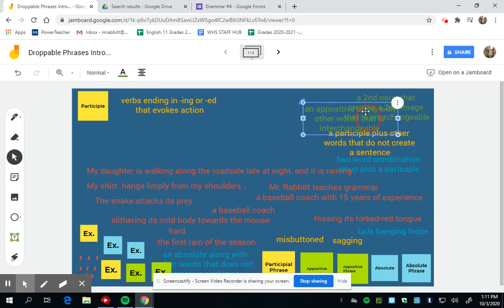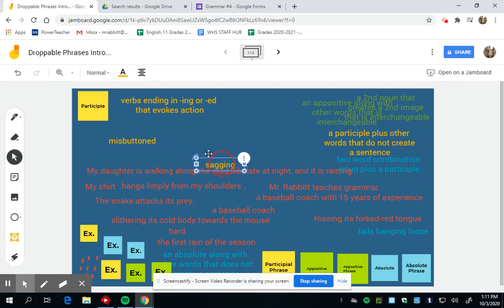Okay. So now what that means is if I take something like my shirt, then I'm going to take, actually before I move my shirt, what I'm going to do is I'm going to take like Miss Button and sagging are both ing, ing and ed examples of participles, right? So that's what it would look like. These are verbs that evoke action, and let's put it into a sentence on what this would look like.